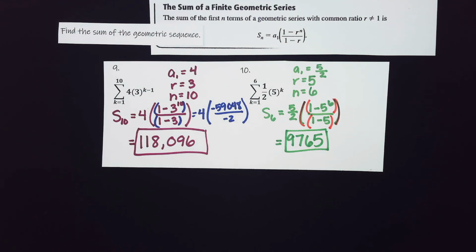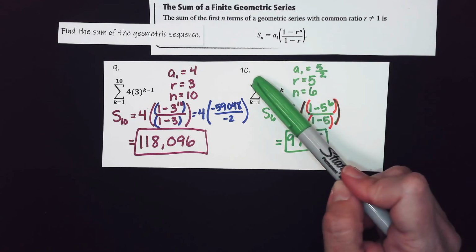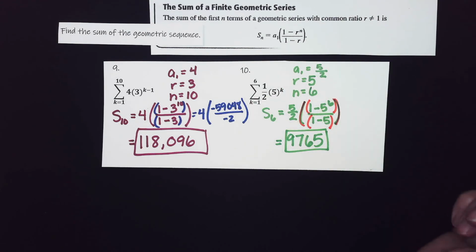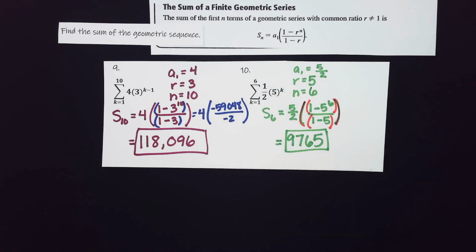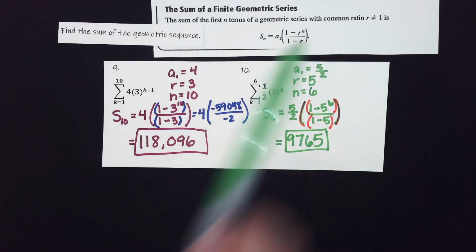Now, you can use this, or you can find all 6 terms by plugging in 1, plugging in 2, plugging in 3, and seeing what you get, and then adding them up. This is the much faster way.